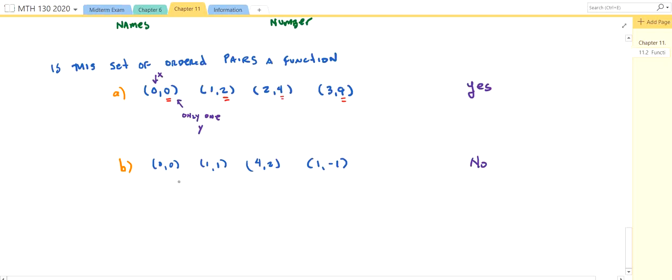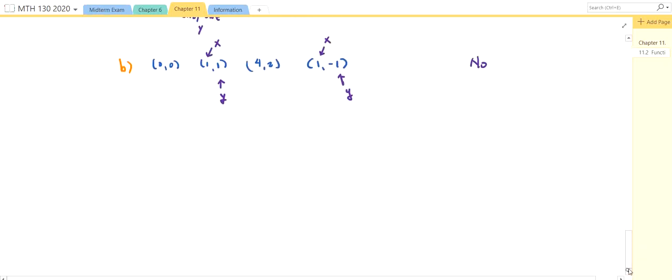In other words, the y value is not a function of the x value in these pairs, because although these first three have unique y values, the fourth one here, 1, for the x value gives us minus 1 for the y value. But over here we saw that for the x value of 1, we got a y value of 1. So for the same x value, we have two y values. And that means that this is not behaving as a function.